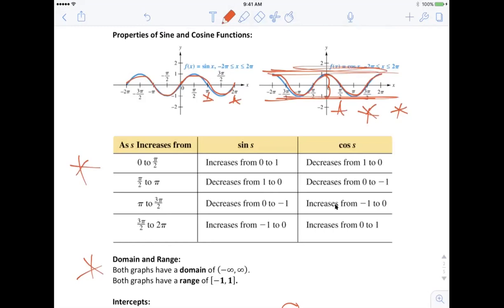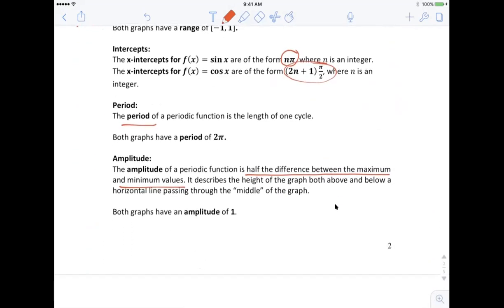Another way to think of it is the distance from the middle of the graph to the top of the graph. That's a distance of 1. So both of them have amplitude 1. There we go. Okay, let's continue.